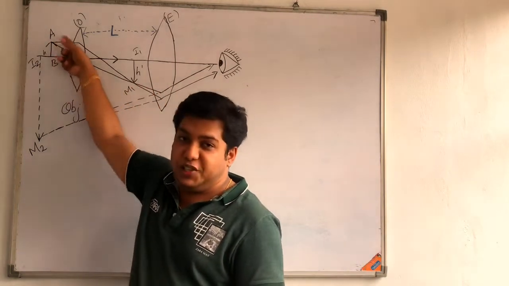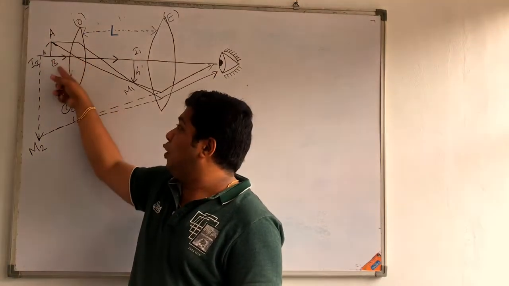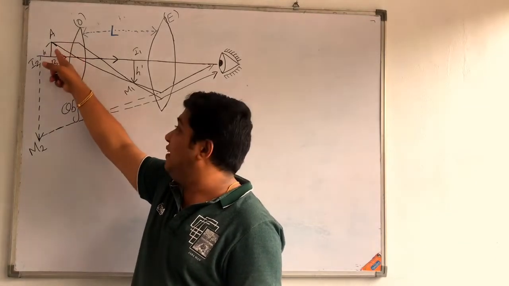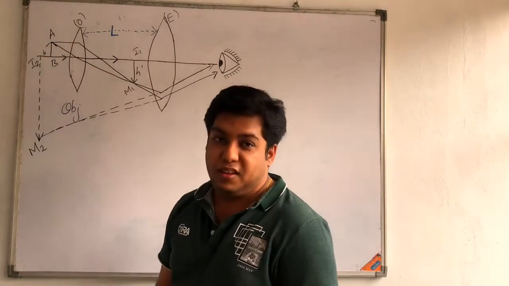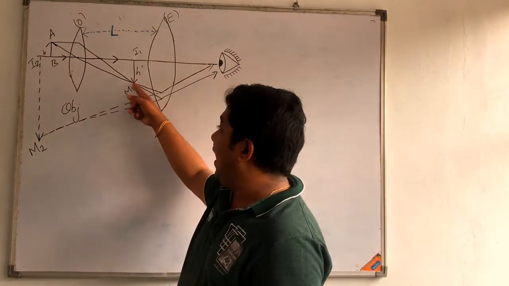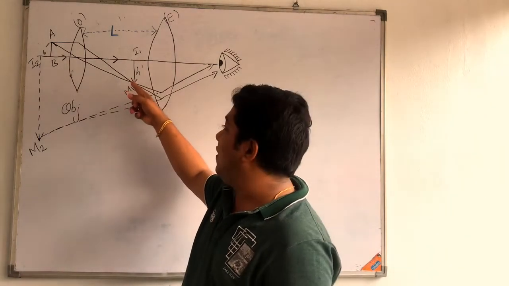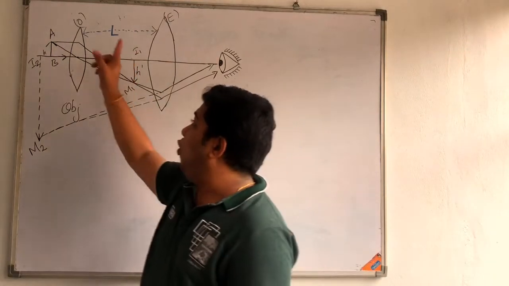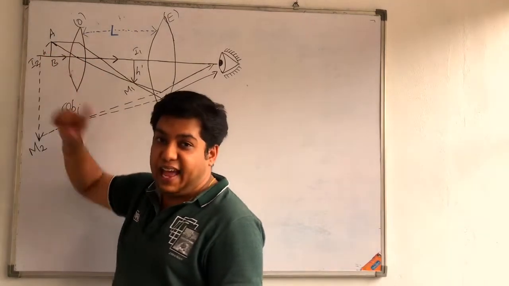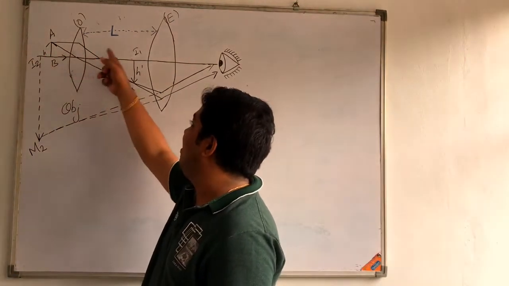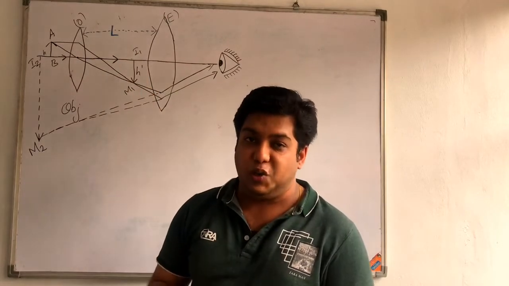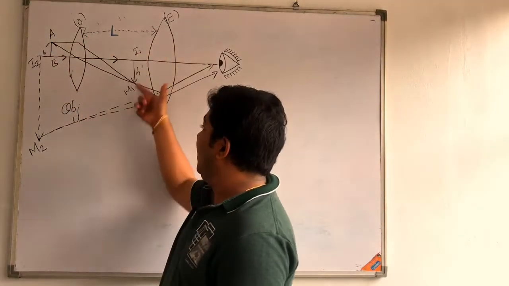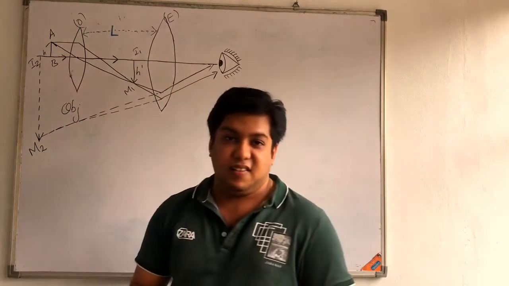AB is our object, and we consider two rays, one parallel to the principal axis, and another one passing through the optic center. At this point, a real image is formed, which is represented by I1M1. So the object of the objective lens is AB and the image of the objective lens is I1M1.